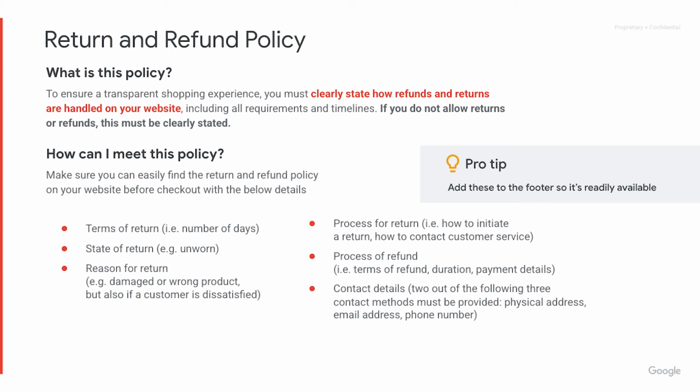These are some of the return and refund details we encourage you to include. Terms of return, conditions of returned items, reason for return, the process for return, terms of refund, and the contact method. Include at least 2, email address or phone number.